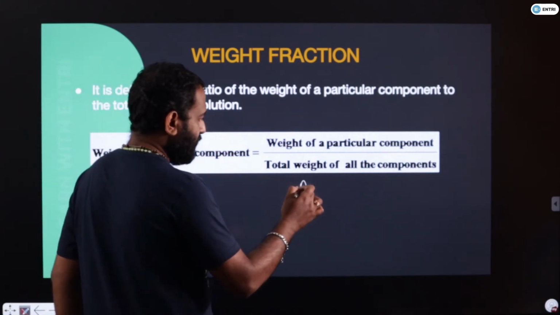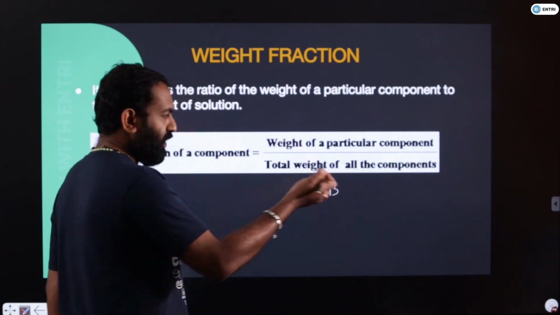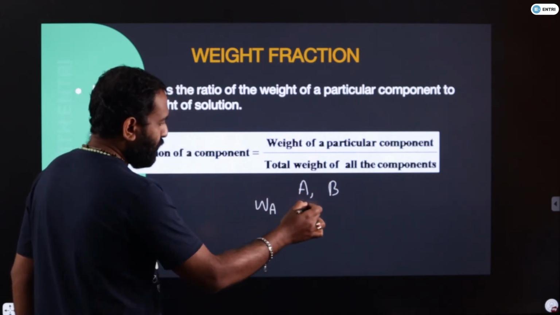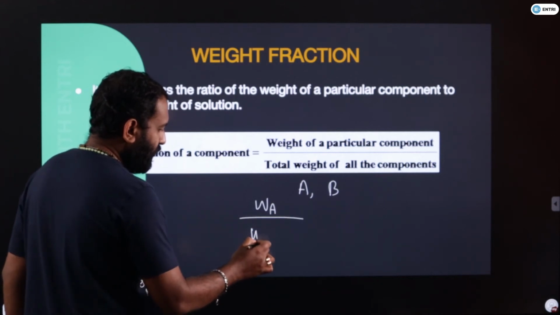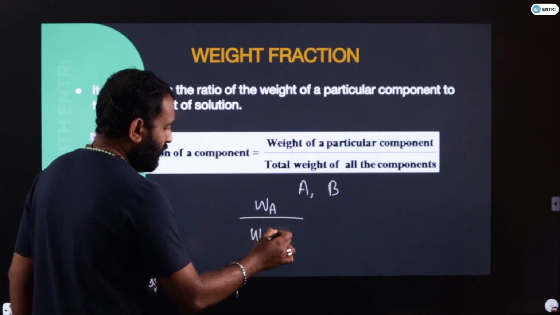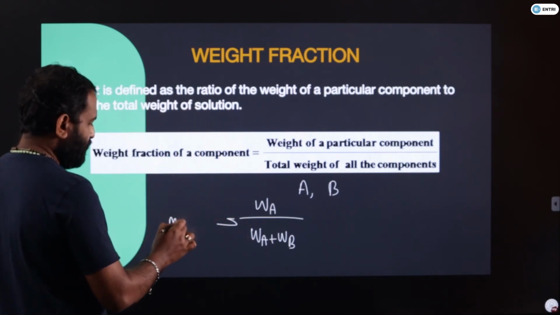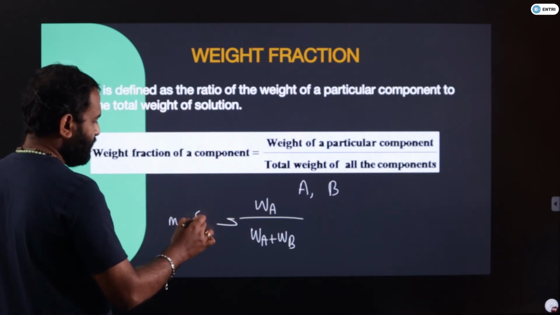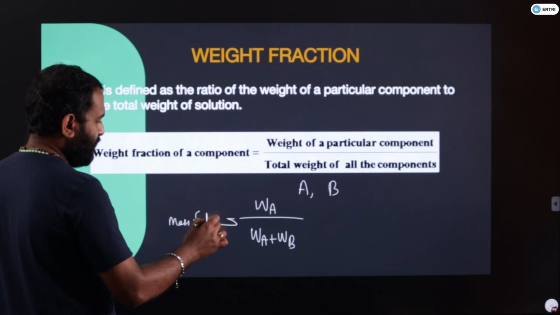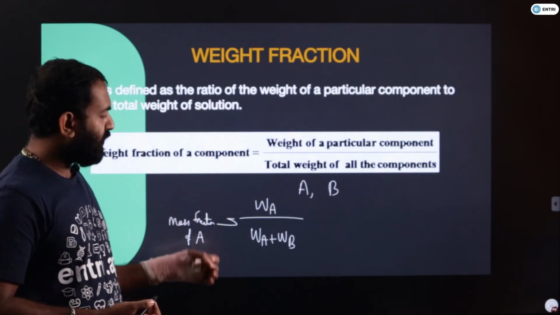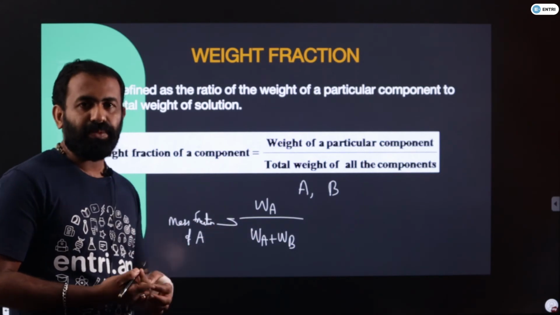Similarly, let us consider a binary mixture of A and B. Then mass of A is WA, mass of B is WB. Then WA divided by WA plus WB. This is mass fraction of A or weight fraction of A.